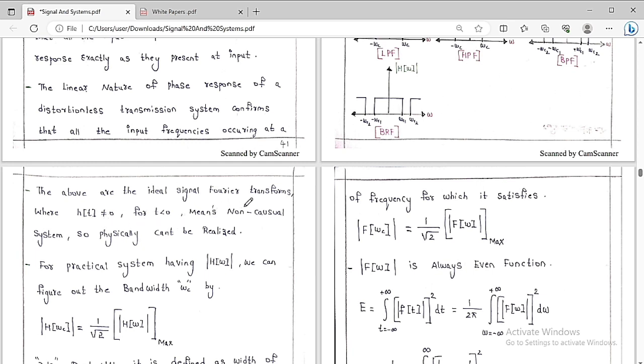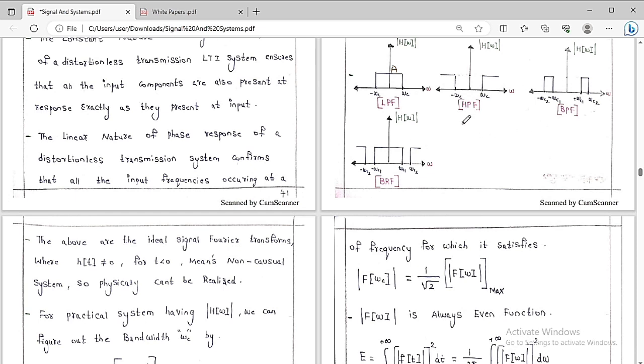The above are the ideal signal Fourier transforms where h of t is not equal to 0 for t less than 0, which means non-causal systems, so physically they cannot be realized. I already told you all these are the ideal graphs. If you try to figure out the impulse response h of t for t less than 0, its value is not equal to 0. So this is a non-causal system, meaning the output is going to depend upon the future values of input. Non-causal systems cannot be built physically. These are ideal; we can't build them.